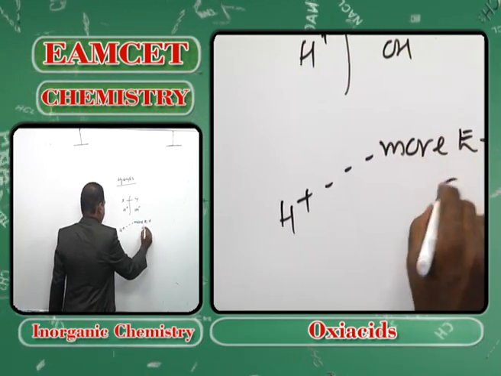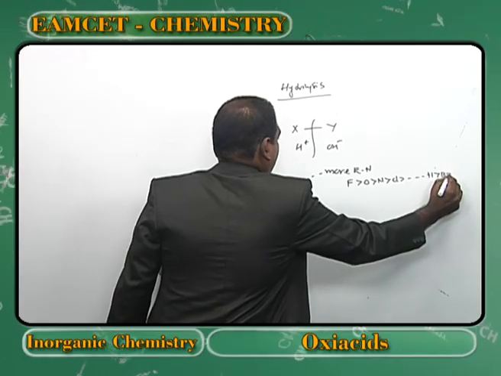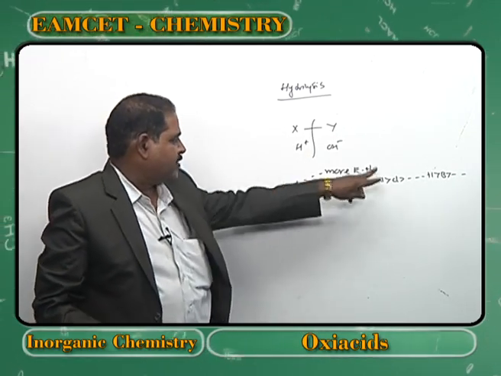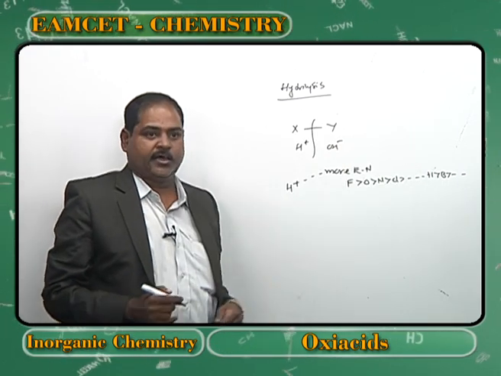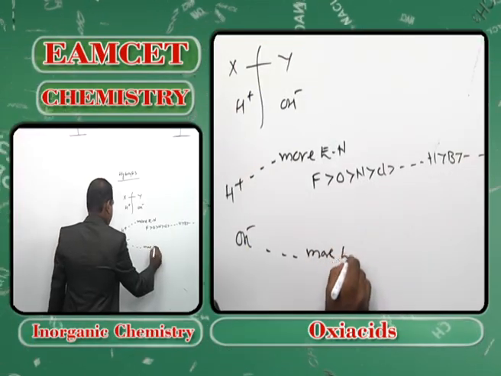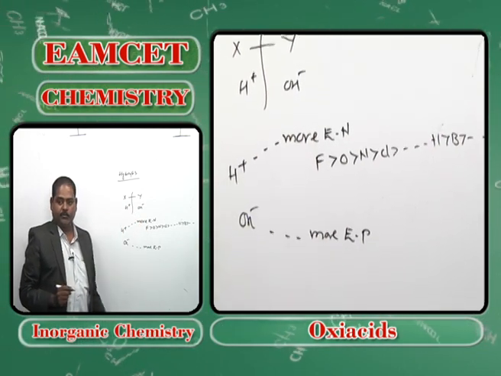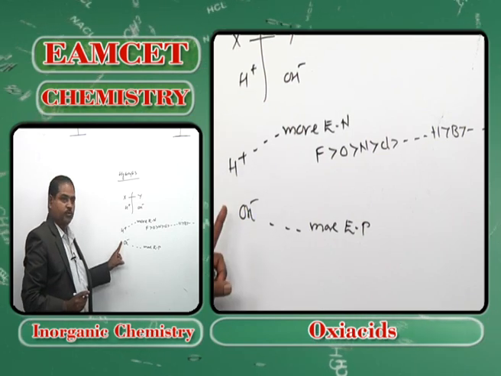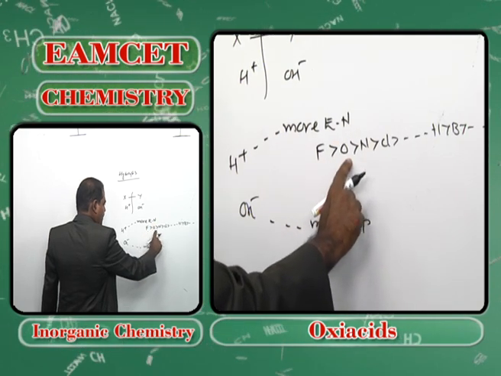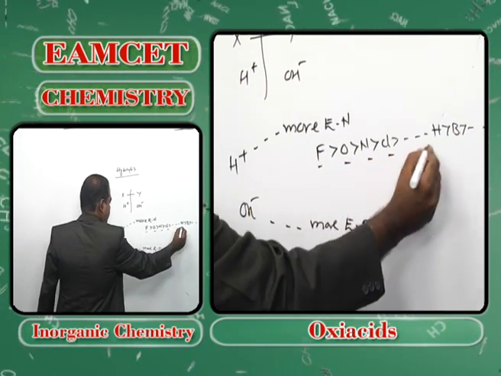Who is more electronegative? Fluorine greater than oxygen greater than nitrogen greater than chlorine greater than hydrogen greater than boron. You should always remember this order. There is no choice for you. FONCl greater than H greater than B, something like that. OH minus goes to whoever is more electropositive. Use any number of H plus and OH minus depending on their valency. More electronegative: fluorine, oxygen, nitrogen, chlorine, hydrogen, boron.